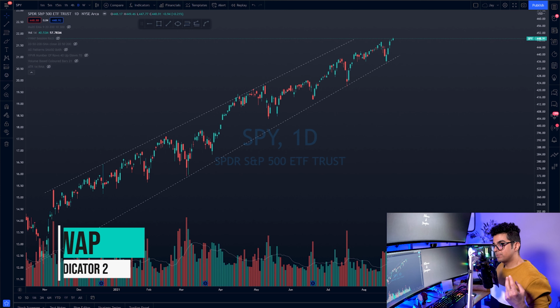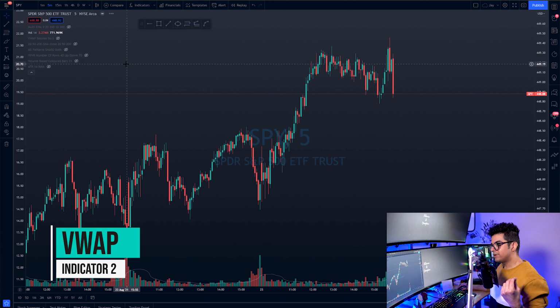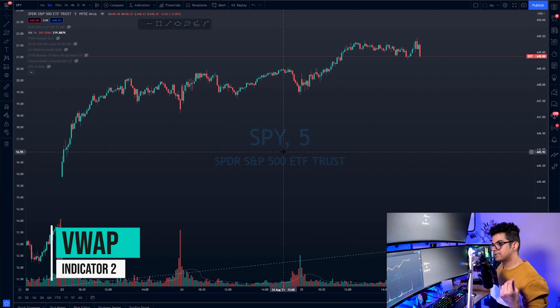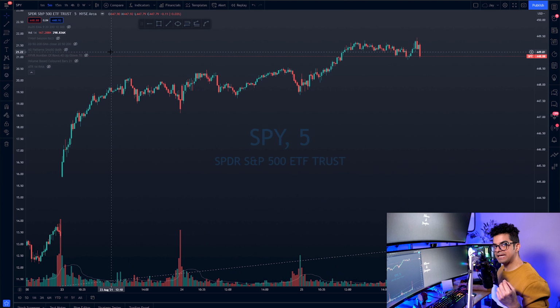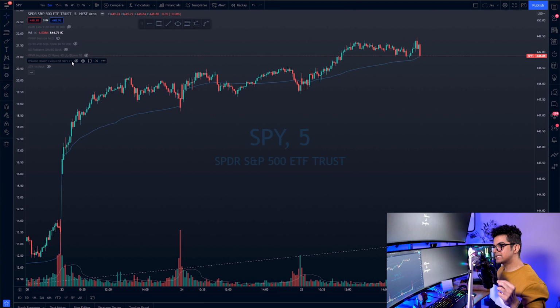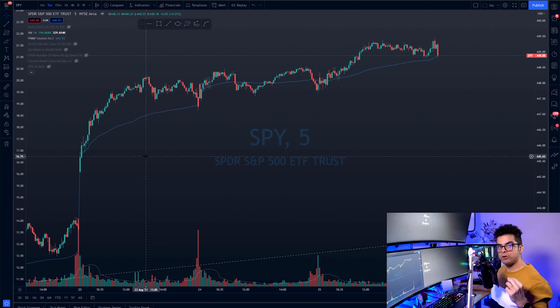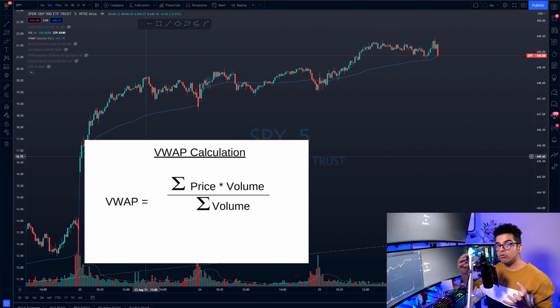The second most important indicator is VWAP. VWAP can act as support and resistance, and it's one of the most important indicators for any day trader because it's one of the indicators that uses the volume component as well. VWAP is volume weighted average price. It takes into consideration the price and the volume of that stock, unlike moving averages that only depend on the price of that stock.